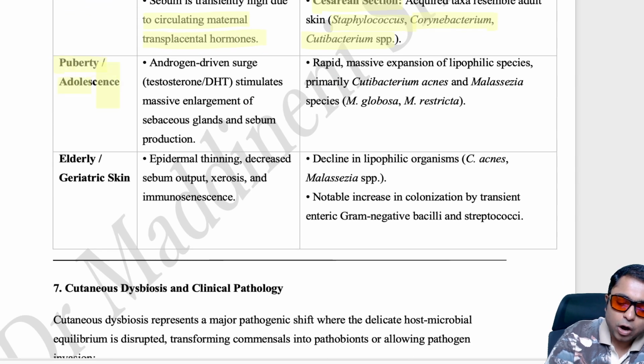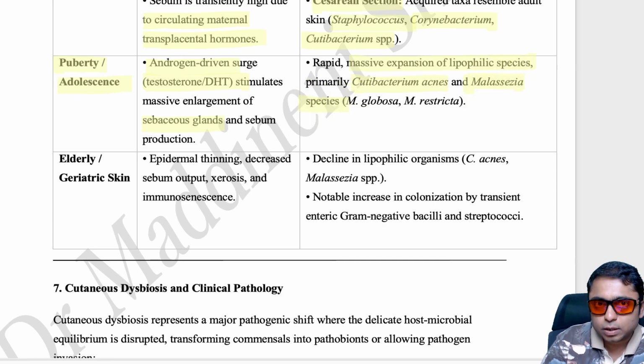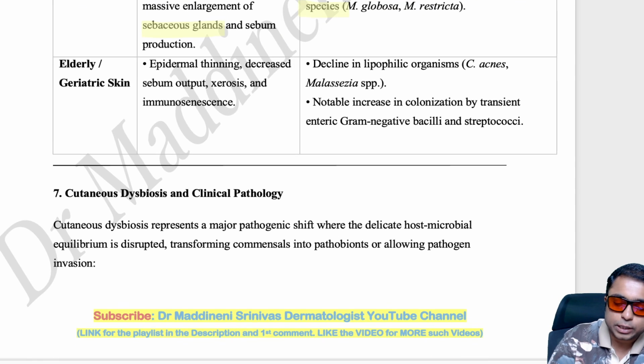In puberty or adolescence, because of androgens, there is elevation of testosterone and dihydrotestosterone. It can stimulate enlargement of the sebaceous glands and also sebum production. Ultimately, there are massive lipophilic species present in these individuals. That is the reason why acne is commonly seen in puberty due to Cutibacterium acnes, and also Malassezia leading to P. versicolor, commonly seen in the puberty or adolescence age group.